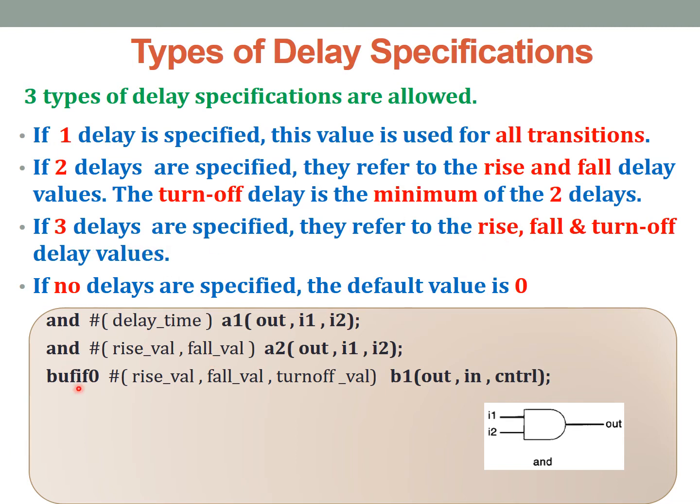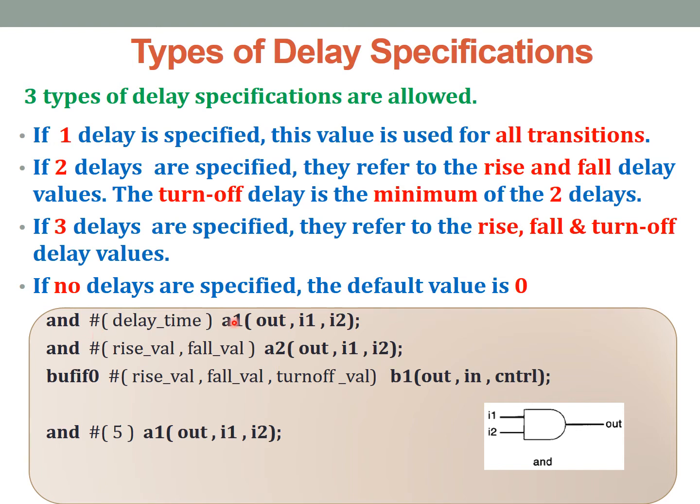So we have just taken the instantiation of a bufif0. We could have as well taken the AND gate. So we will be mentioning the rise value, the fall value and the turn off value. All the three values will be specified in this particular representation, and three signals will be used appropriately, that is output, in and control. So we have seen how bufif0 has a single output, single input and one control line. So this we could have written for the AND gate also. I have just used a bufif0 here. So each example looks like this.